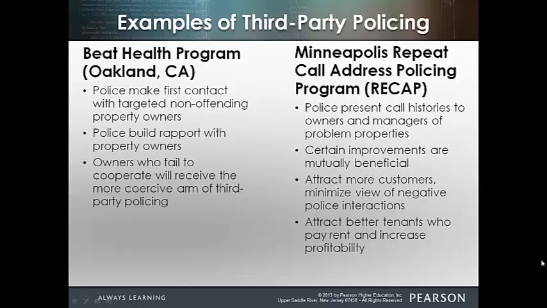Here are some examples of third-party policing. This is on the left, the Beat Health program in Oakland, California, and on the right, the Minneapolis Repeat Call Address Policing program known as RECAP.